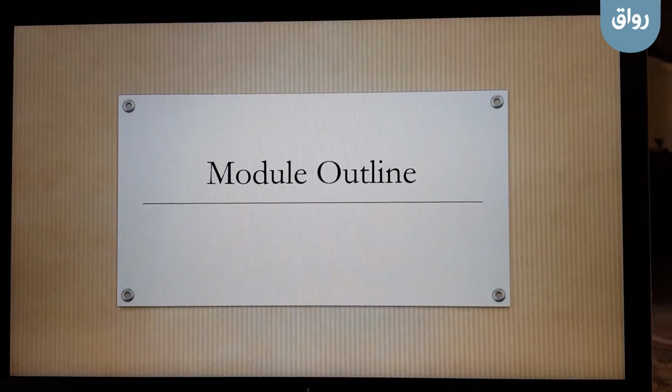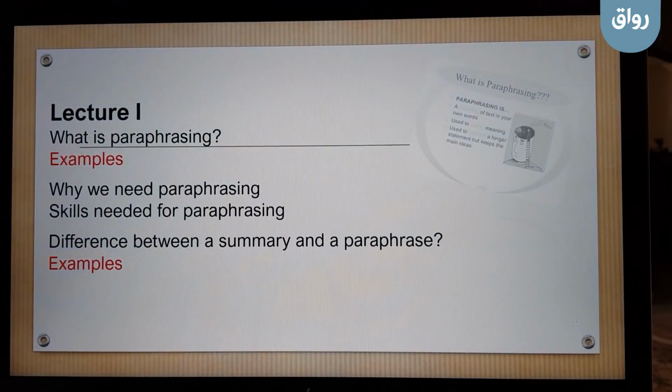Let's first give an outline of the module so you know what you are going to study here, and you are free to give me your feedback on whether you want to add a few things, but please have in mind the time limitation of this module. First lecture is going to be about what is paraphrasing. We will explain what is paraphrasing in order to stress a few important things that will help you practice paraphrasing well. There will be plenty of examples starting from sentence level and moving to paragraph level.